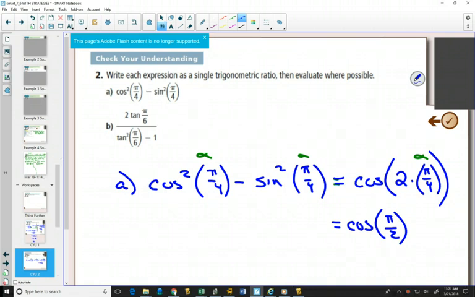Now, if you think about your x-coordinate on your unit circle at pi over 2, that's equal to 0. Which, again, maybe you could see that directly from the original question, because this would be root 2 over 2 squared minus root 2 over 2 squared. You would get 0 that way as well.